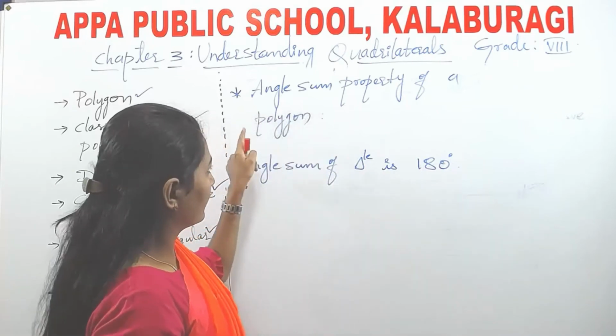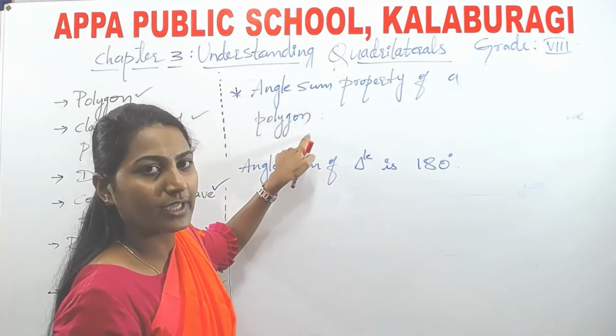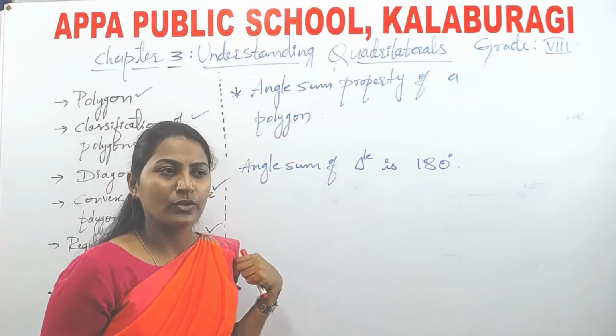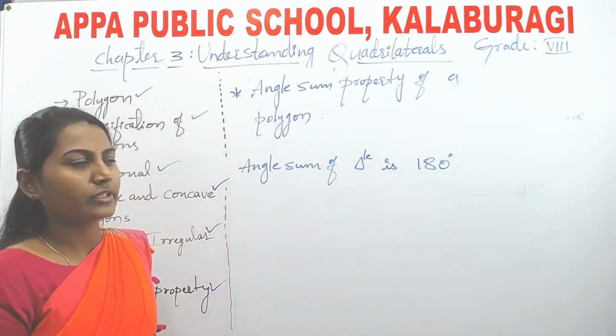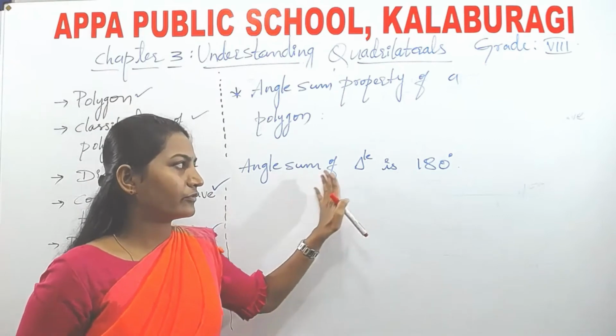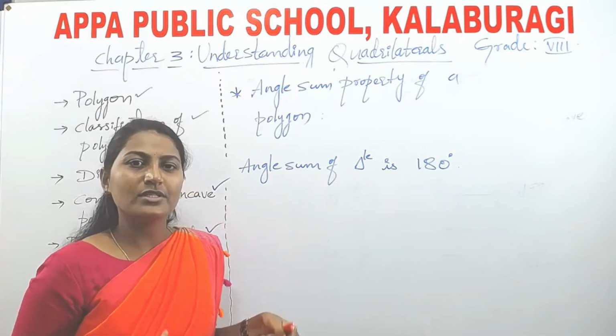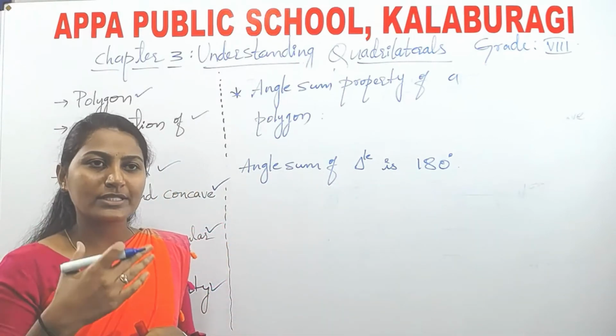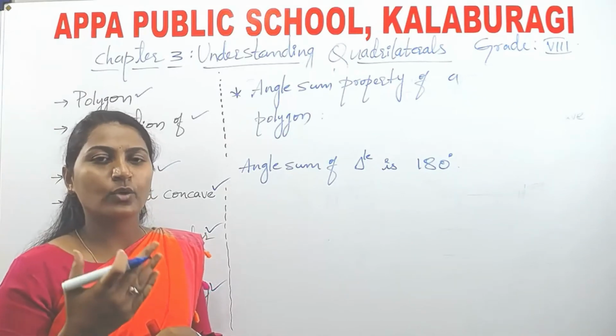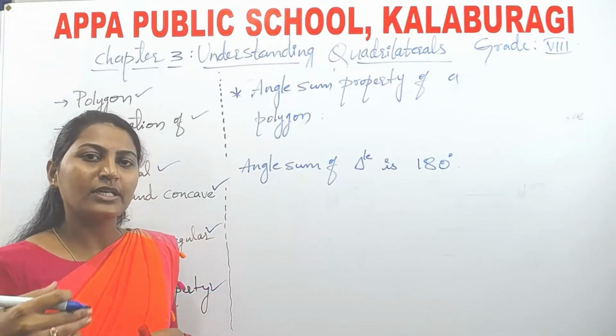Now let us study the polygon in general. Angle sum property of a polygon. What is the angle sum of any polygon? We already know the angle sum of a triangle is 180 degrees. What is the angle sum of a quadrilateral? What is the angle sum of a pentagon, hexagon, and so on up to the n-gon?